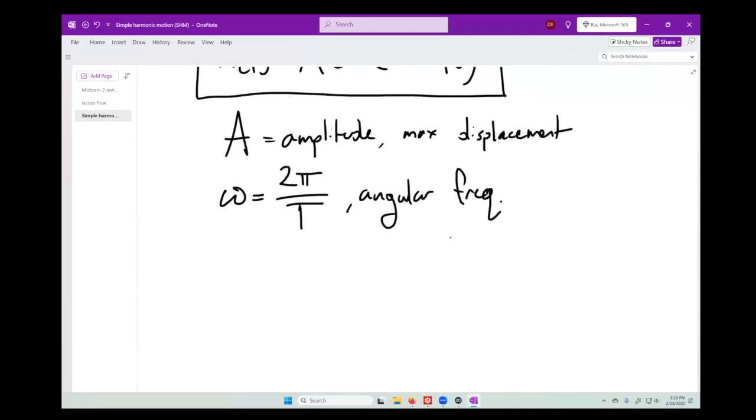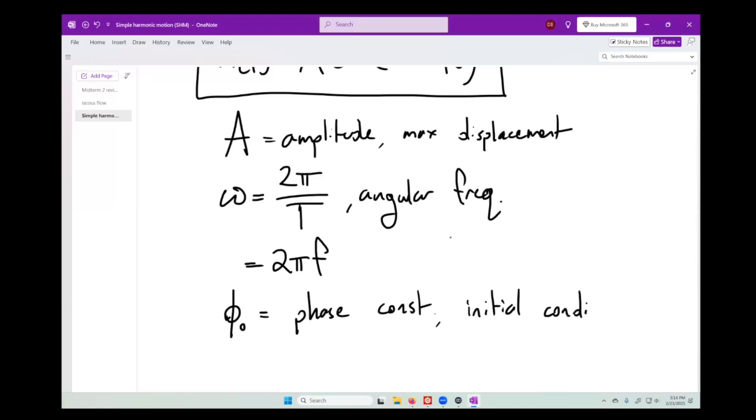Omega is telling us the rate of repetition, right? This is also related to the ordinary frequency. Omega is 2 pi times f. And then phi naught is the phase constant. And this is related to our initial conditions. So what's the initial position? What's the initial velocity?